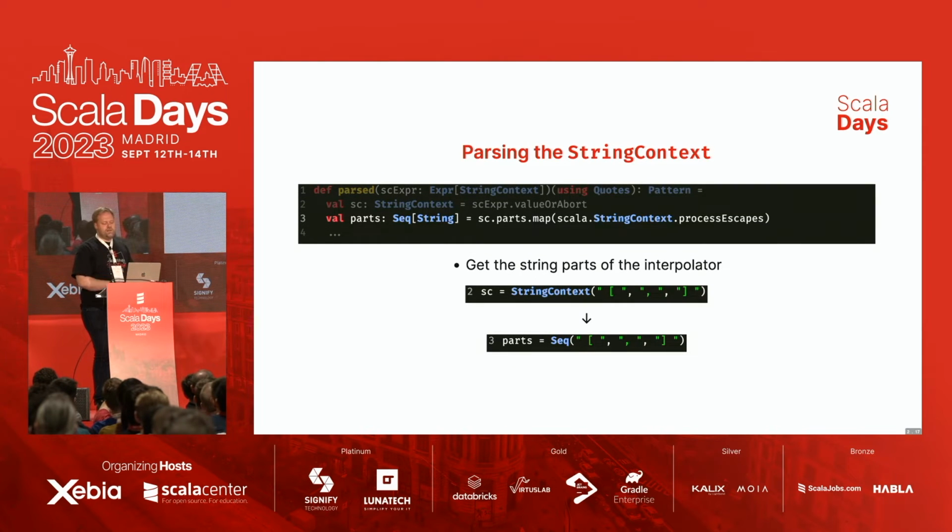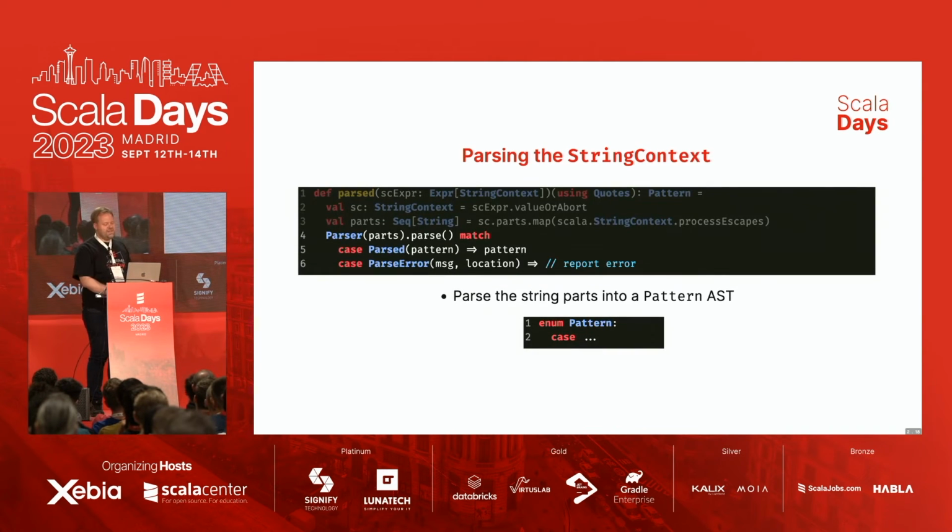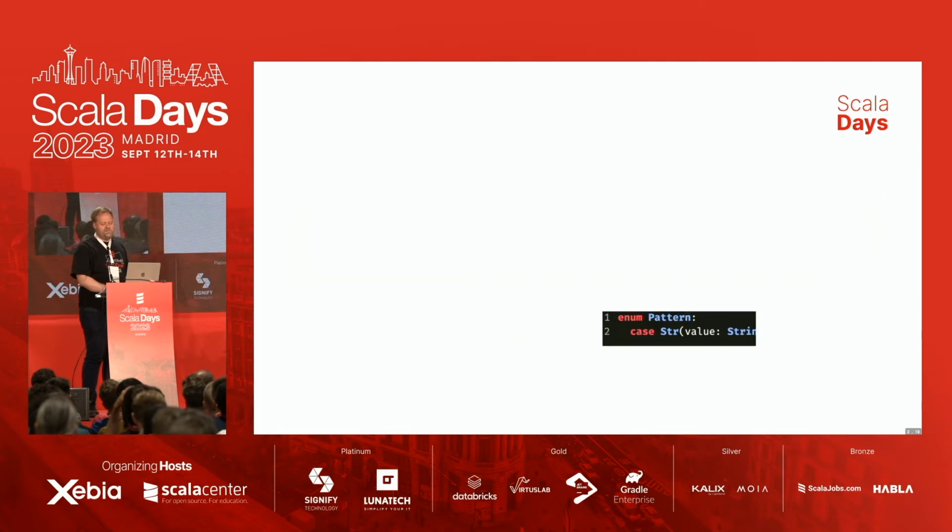Next, we can extract the parts of the string context and handle the escape characters, which we don't really have in this case. And finally, we have a sequence of strings, and we need to parse them. So we're going to call a parser. The parser will either succeed or not, and it will return us a pattern AST. I'm not going to go into the details of how to implement the parser because it doesn't have any macro things inside of it. So we're just going to assume that we have some implementation for that.